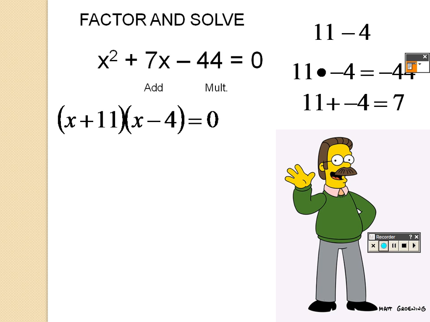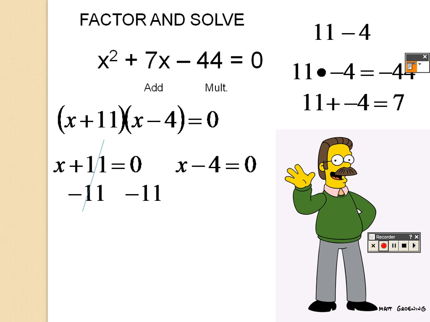So to solve with quadratics, you set them each equal to 0 and solve. So you minus 11, so you get x equals negative 11. You add 4 to both sides, and you get x equals 4. So negative 11 and 4 are your answers.